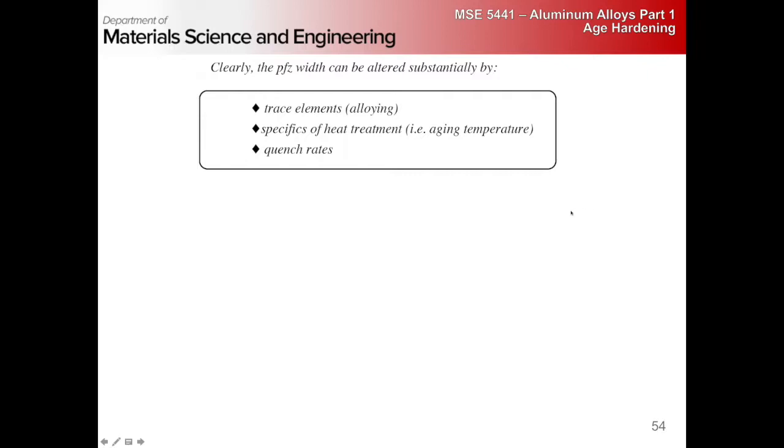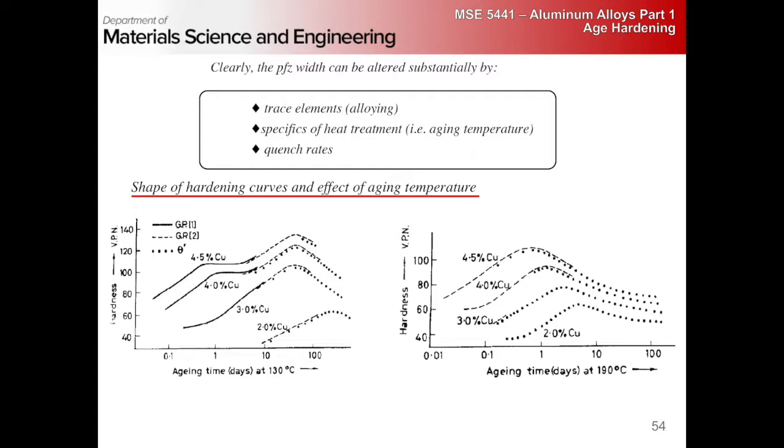Here's the exam question, right? So precipitate free zones we can alter substantially by, we can add trace elements and screw with everything that we just talked about on the previous slide. We can change our temperature, how fast we quench. We can change our aging treatment, our aging temperature, or our quench rates, right? And so this is what we can do to alter the precipitate free zone, right?